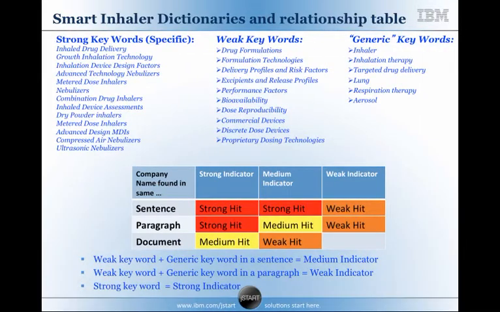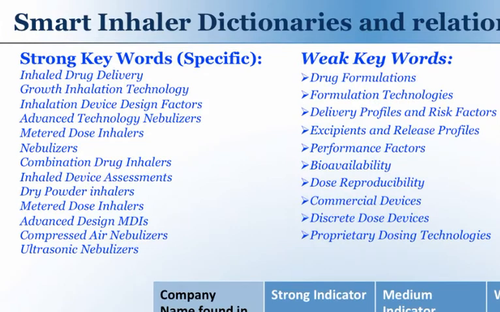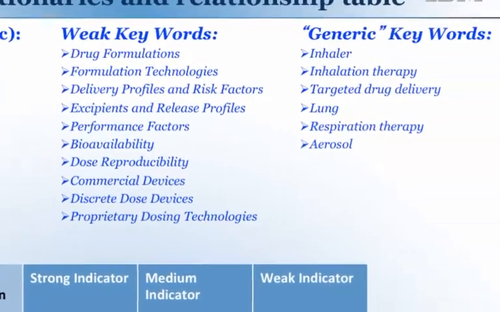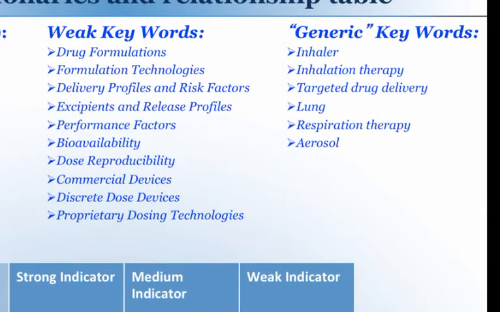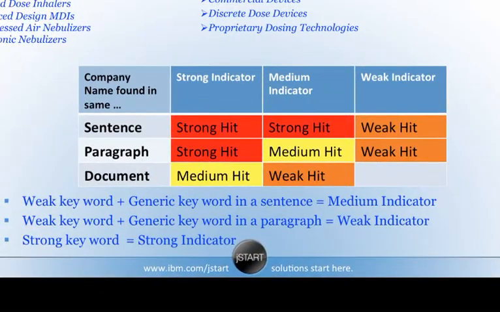Before you see the demo, just a little more background of what I mean by strong and medium hits. NC State Office of Technology Transfer provided us with 3 dictionary lists that pertain to their smart inhaler device. The strong keyword list is comprised of keywords which, if found within a document, are strongly correlated to NC State's smart inhaler patent. They also provided us with 2 other dictionary lists, which are defined as weak keywords and generic keywords. If someone finds a keyword from the weak keyword list in the same sentence as a generic keyword, then we define that as a medium indicator.